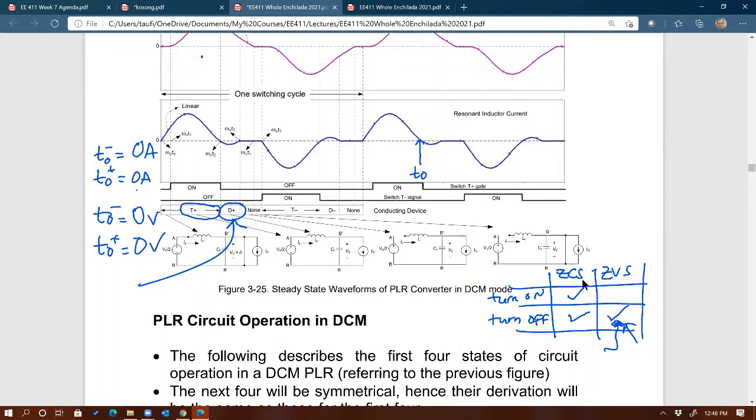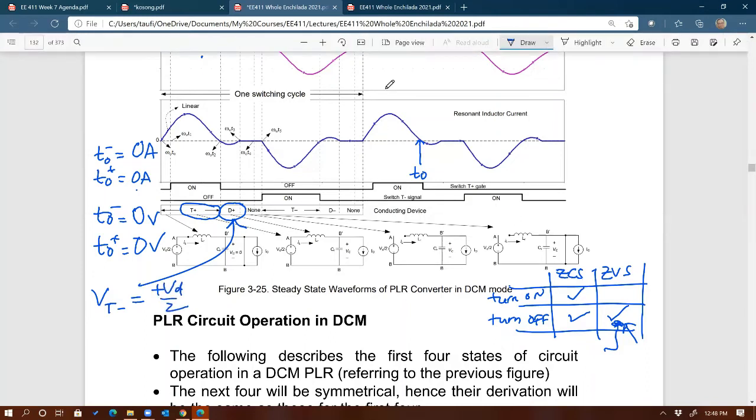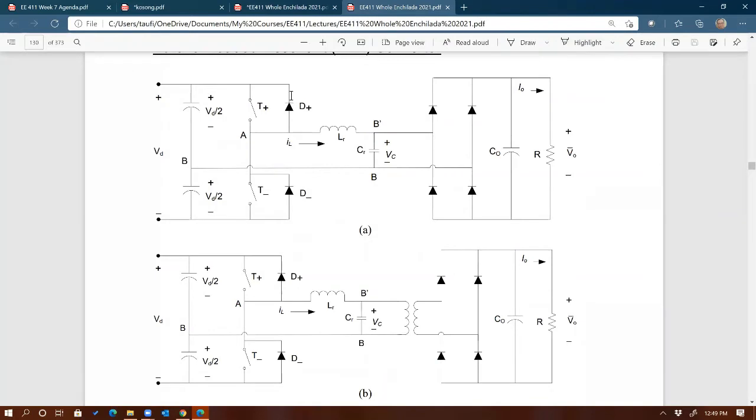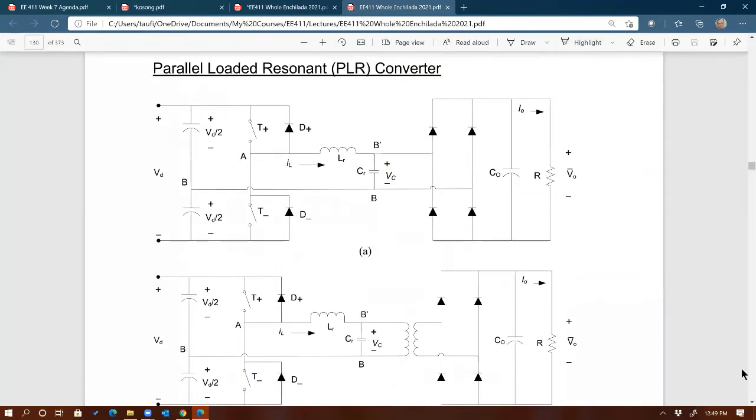Shouldn't it be, since T plus is conducting, D minus is not conducting, T minus is off, positive VD over 2, or is it negative? Okay, take your pick. I think it's positive VD over 2. Okay. Now answer the question again by looking at this circuit. Maybe it helps. Right now, D plus is conducting. So my question is, what is the voltage across here?